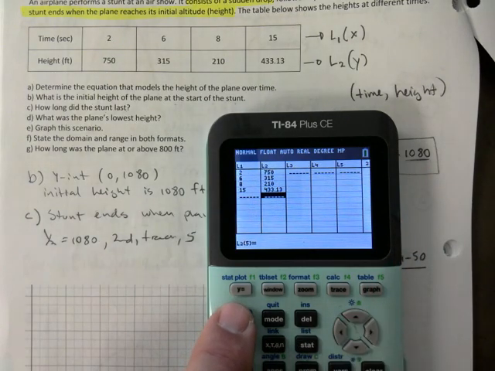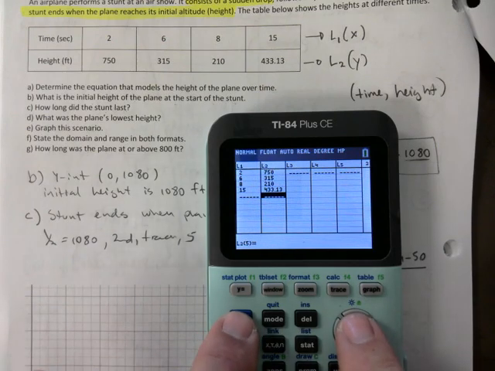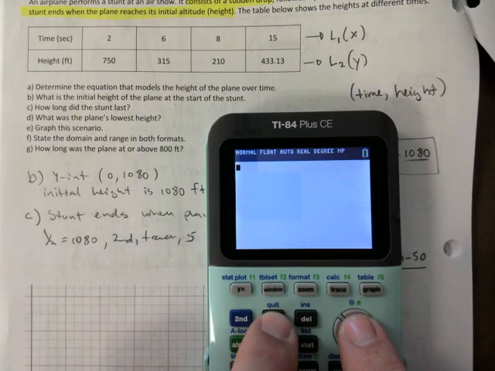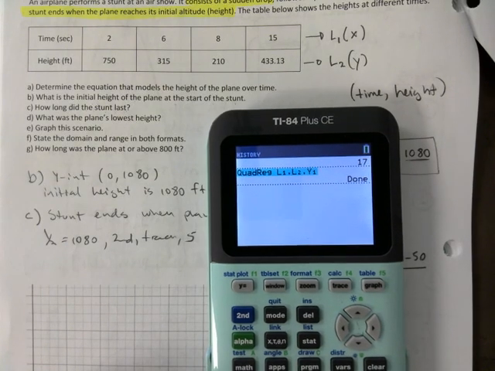Hey, did I do a regression today already? At one point I did, right? So why don't I save myself some time? I'm gonna go second, quit. I'm gonna go up. Oh, there it is. I did that already. Why would I do all that madness again?